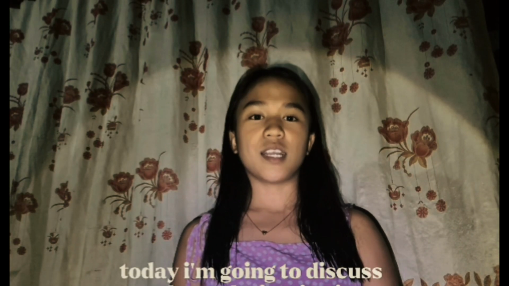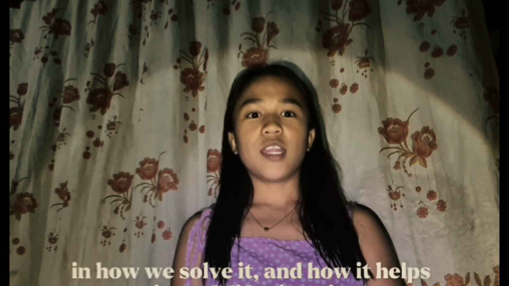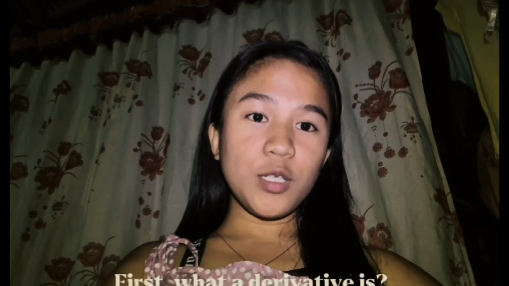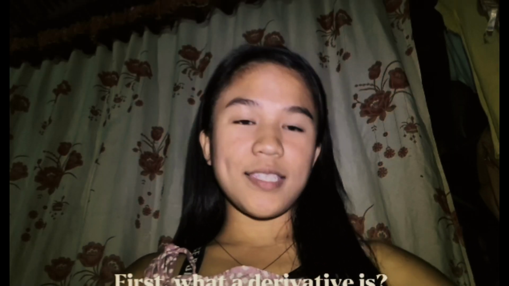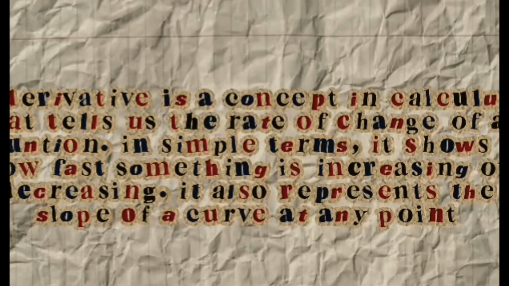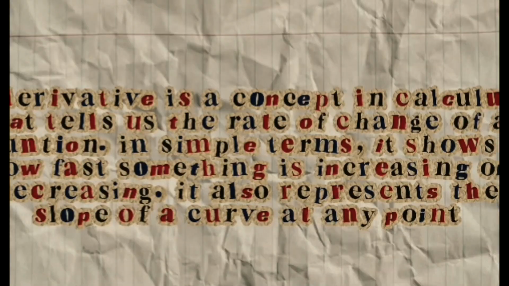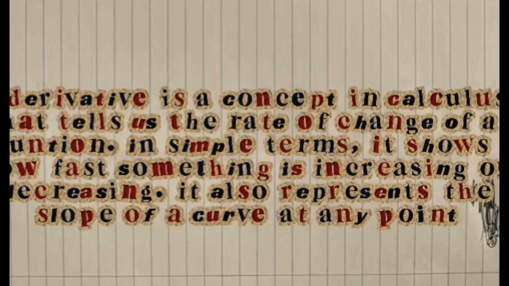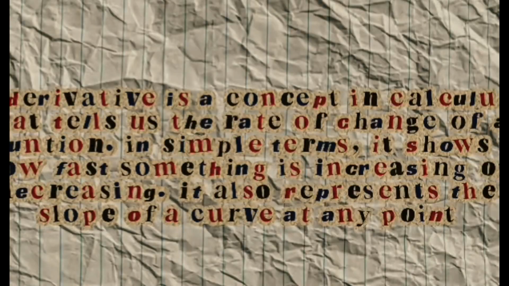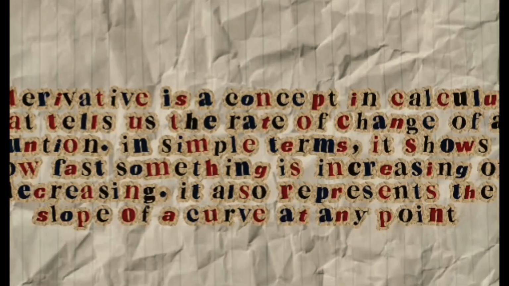Good day everyone! Today I am going to discuss what a derivative is, how to solve it, and how it helps us in real life situations. First, what a derivative is. A derivative is a concept in calculus that tells us the rate of change of a function. In simple terms, it shows how fast something is increasing or decreasing. It also represents the slope of a curve at any point.